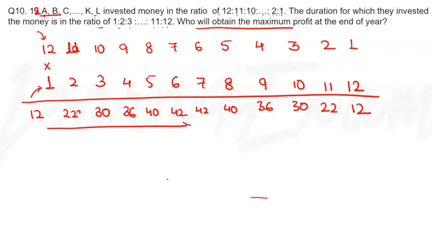So the more to the middle you go, people are getting to invest more, right? Now if people are investing more, their profits will also be greater. We need to find out who has the maximum profit at the end of the year. I can see that if this is A, B, C, D, E, F, and G, both these two people, F and G, are investing the maximum amount of money, and that is the reason that F and G would also be having the maximum profit at the end of the year.